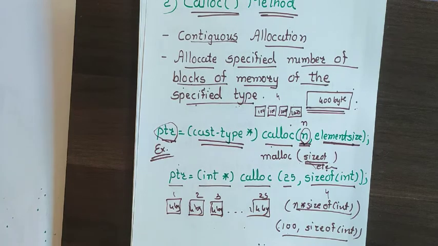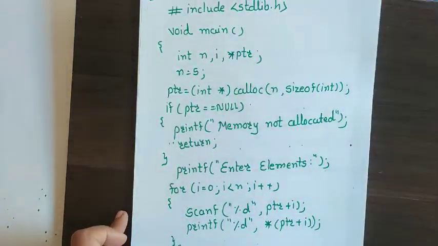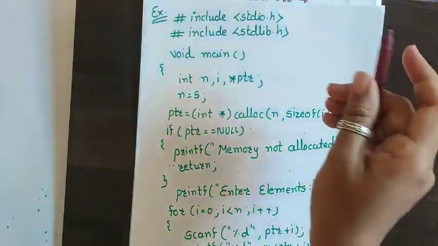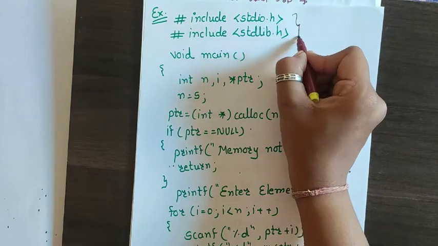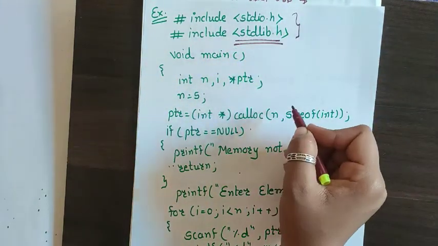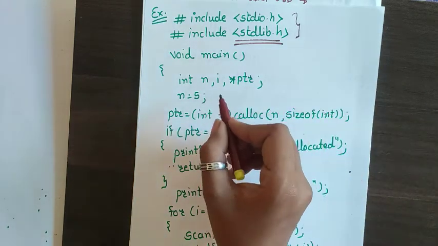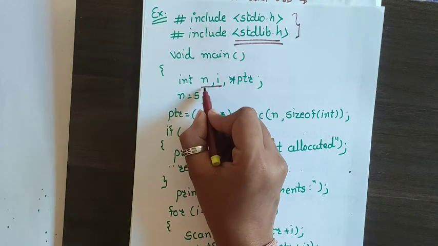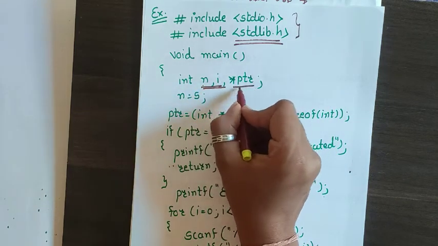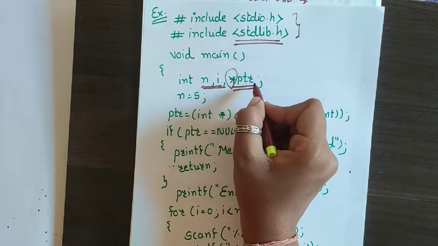Clear? I hope you understood the calloc method. Let us take one example. Here I have a program. First I have the header files, and as you know I need to include stdlib.h because we are doing dynamic memory allocation. Here we have initialization of variables: n and i are my normal variables, and this is my pointer, that's why it is written star ptr.